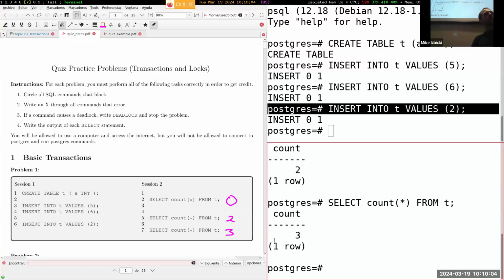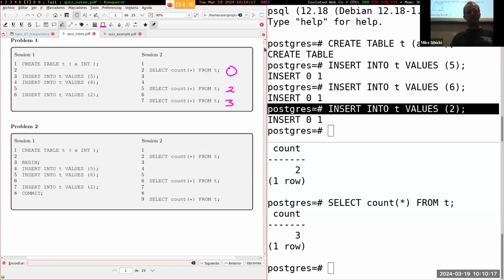Any questions about what to annotate for the quiz? Okay, then let's go on to problem 2 down here.